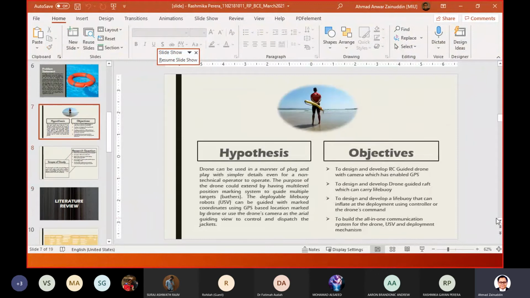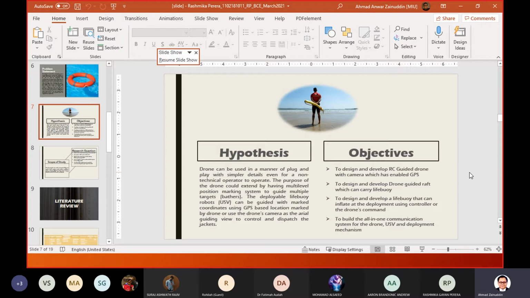Okay, this is your objective. Your objective has 4 points. Number one, to design and develop an RC. The second one, to design and develop a drone. And the third one, to design and develop a life buoy. From my understanding, the word design means that you need to design something from scratch, from zero. You should make a study and you should make an evaluation.